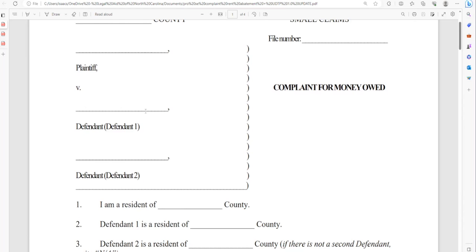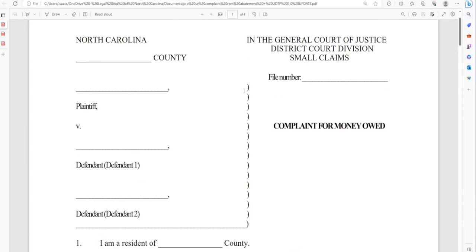But that is important. Up in the right-hand corner, this is where the file number would be written. If you're going to fill out this form and file it, you're not going to know the file number until you go to file it, because the clerk will give a file number to it once it gets filed. So for right now, that would just be left blank.